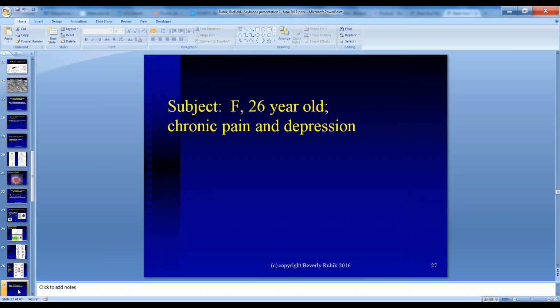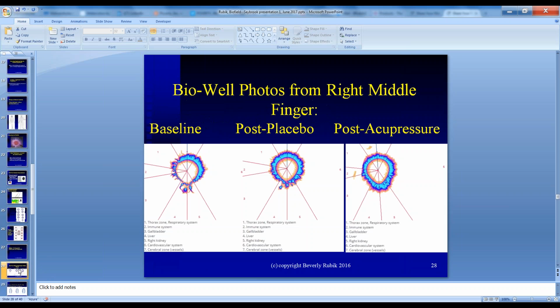So I'll give you an example. Here's a 26-year-old female in chronic pain and depression. I'm just going to show you, first of all, fingertips. Her baseline, this is the right middle finger, which, by the way, relates to the head, the third finger, the middle finger. So, of course, she's depressed, and the baseline does not look very uniform. Chi is not flowing so well. And you can see the various sectors here and what they relate to.